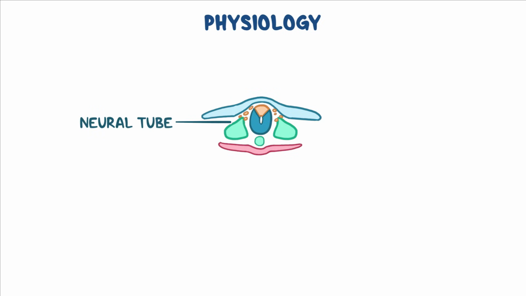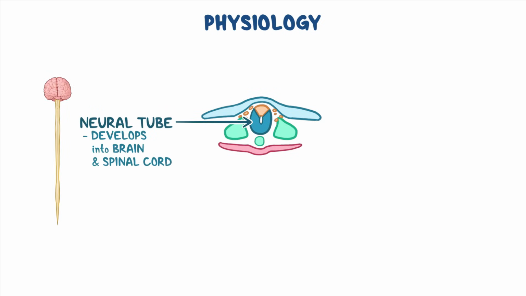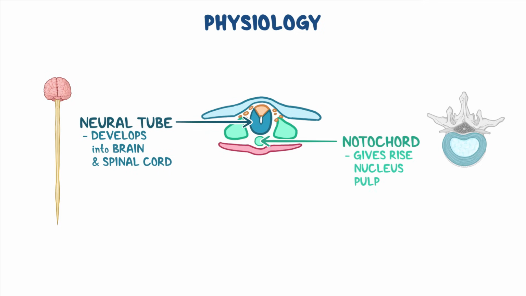The neural tube eventually develops into the brain and spinal cord, while the notochord gives rise to a part of the intervertebral disc called the nucleus pulposus.